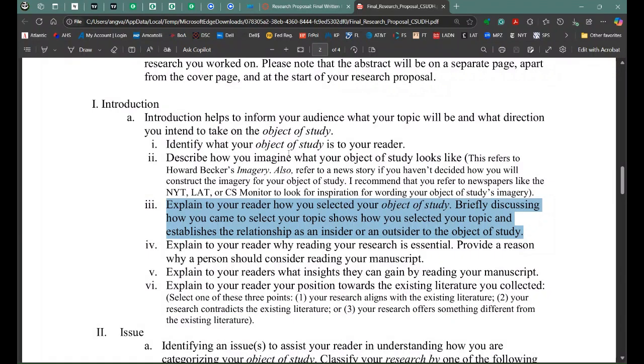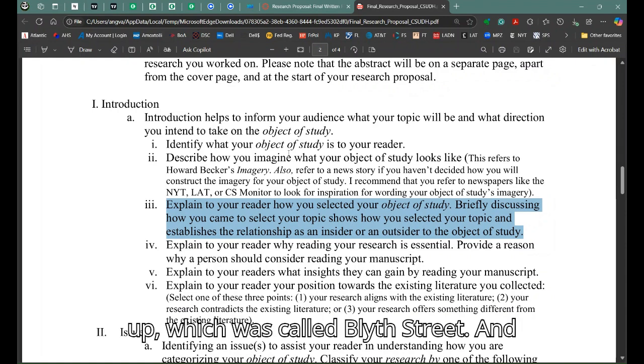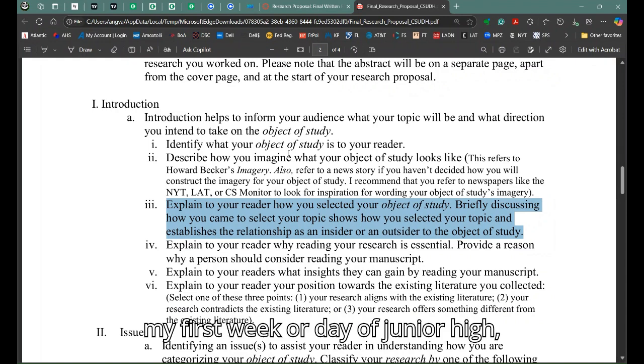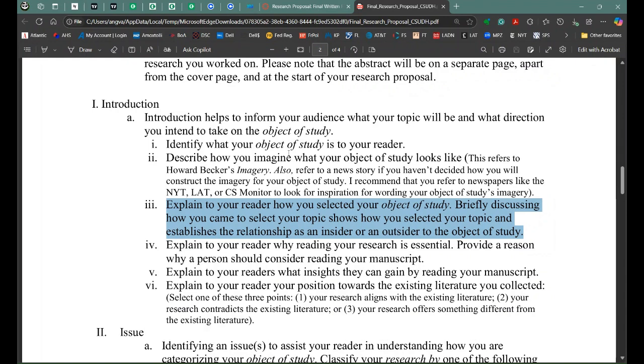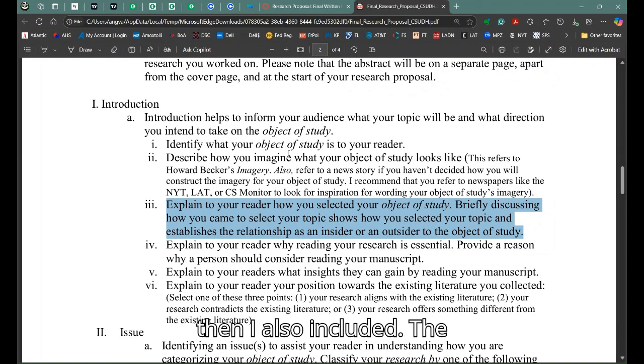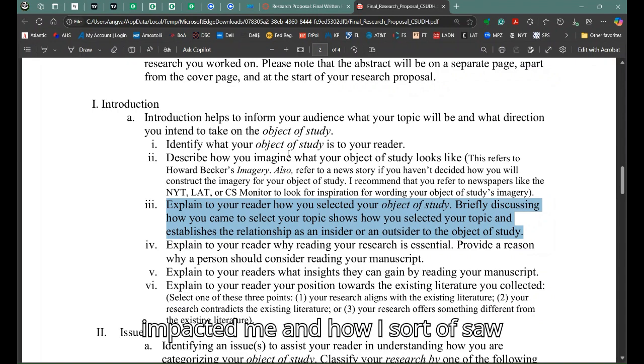And it still has one of the worst gangs, or at least one of the worst gangs when I was growing up, which was called Bly Street, and that's the street that I got jumped into my first week or day of junior high, right? So my identity is attached to Panorama City, right? And I explained that as well. And then I also included the passing of my mother and how that impacted me and how I saw Panorama City as well.